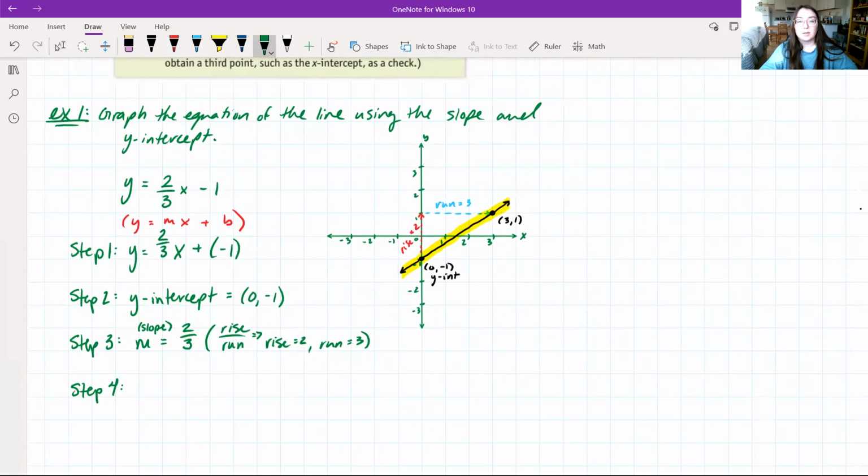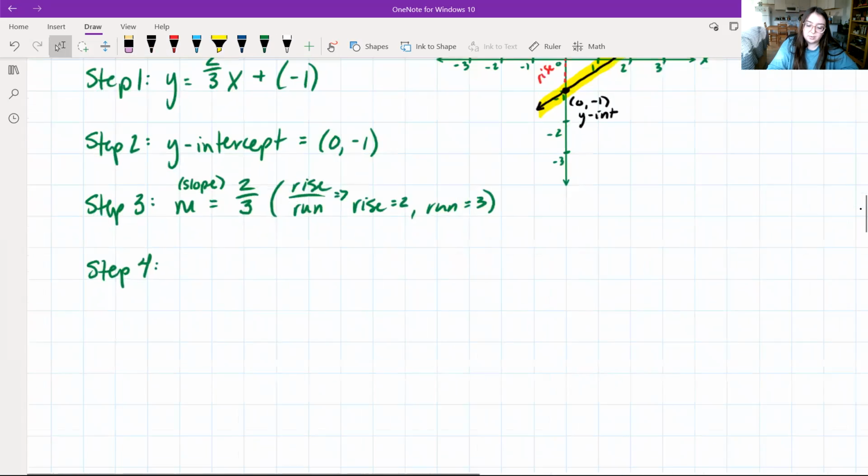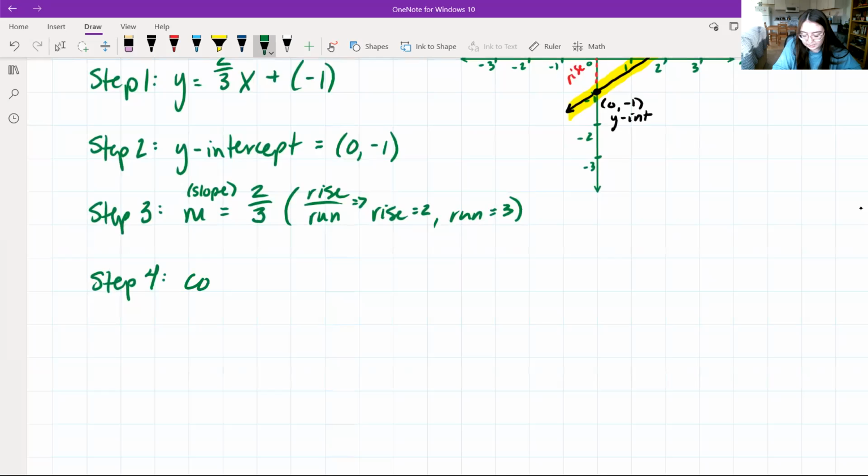Now we can plot that third point like it mentions in step 4. We can say if desired, obtain a third point such as the x-intercept as a check. So we could do this as well. In step 4, we connected the dots. So that's what we did there. I didn't fill that in.